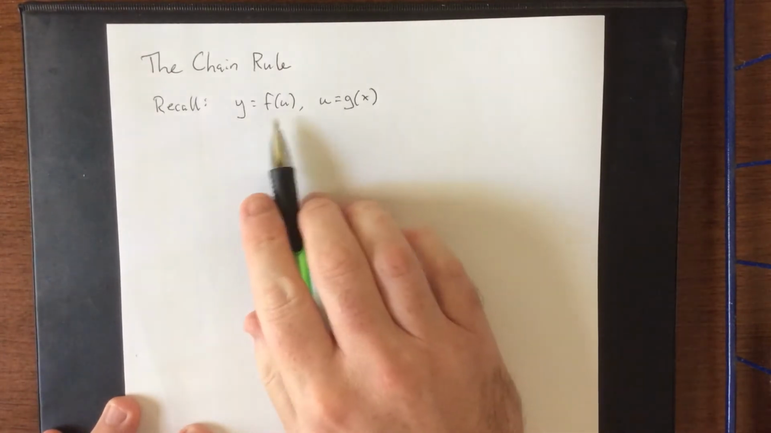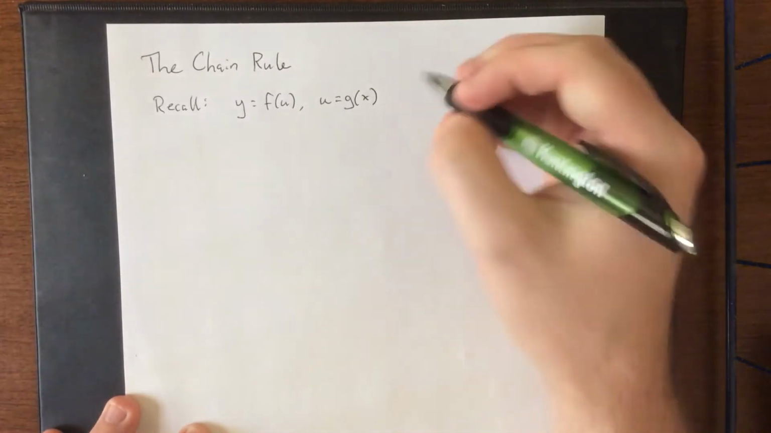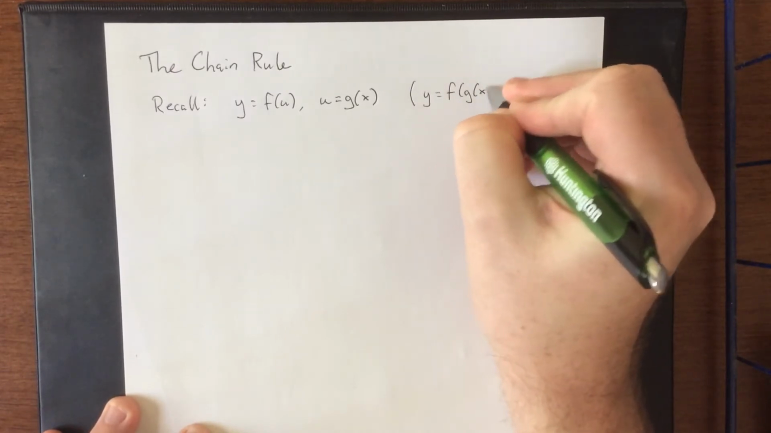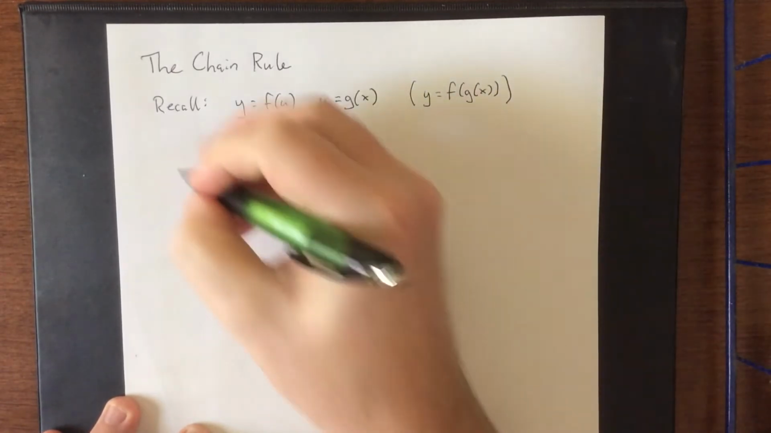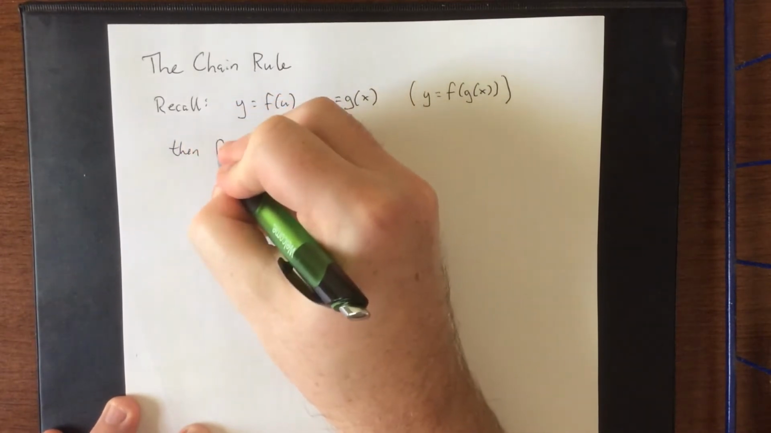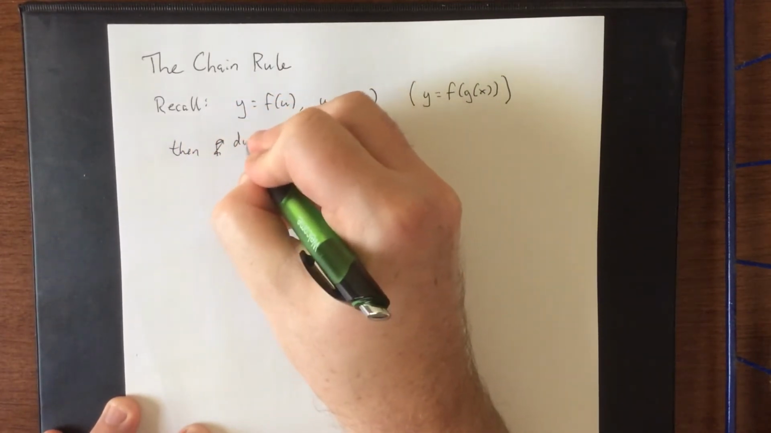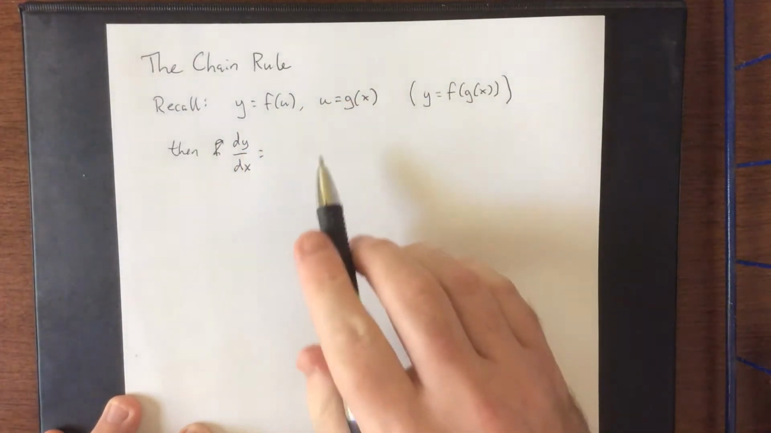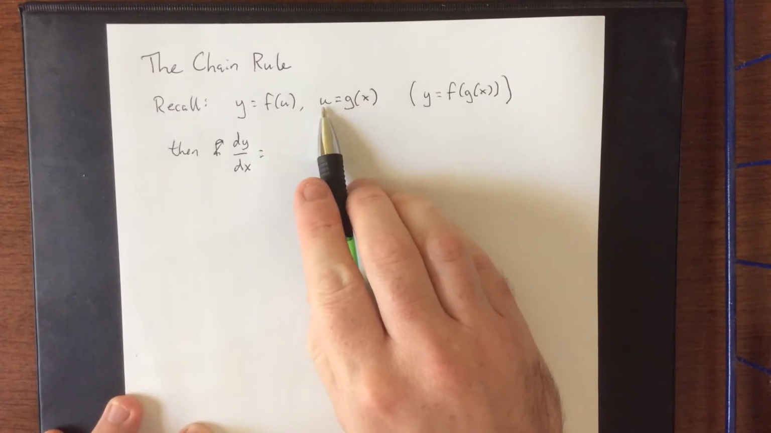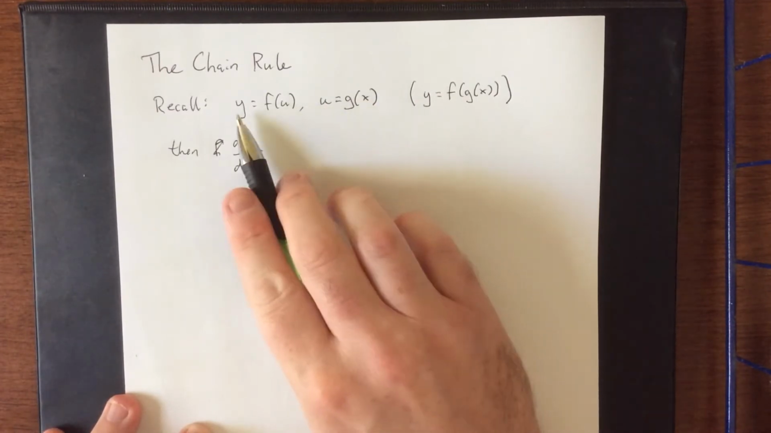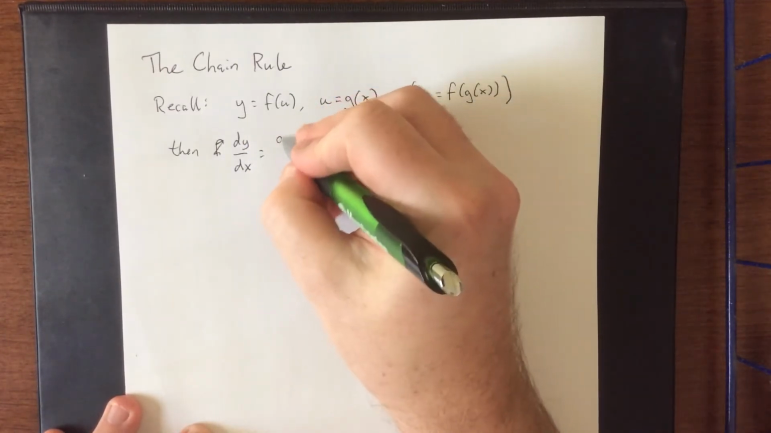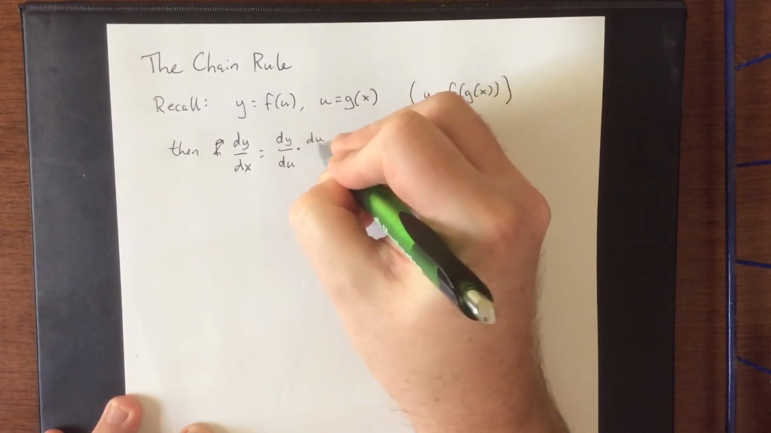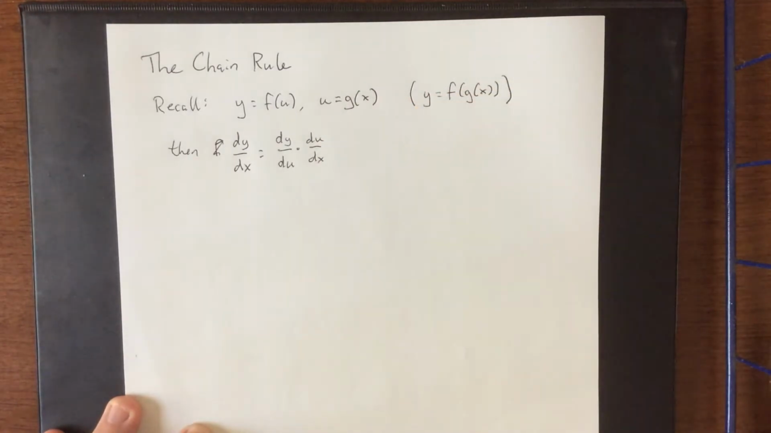If y is equal to some function of u, and then u is equal to some function of x, which means that y is equal to f of g of x, definition of a composition, then the rate of change of y with respect to x is equal to, we figure out how changing x changes u, and then we figure out how that change in u has a change in y. And the way that it works is we differentiate y with respect to u, and we multiply by the derivative of u with respect to x.